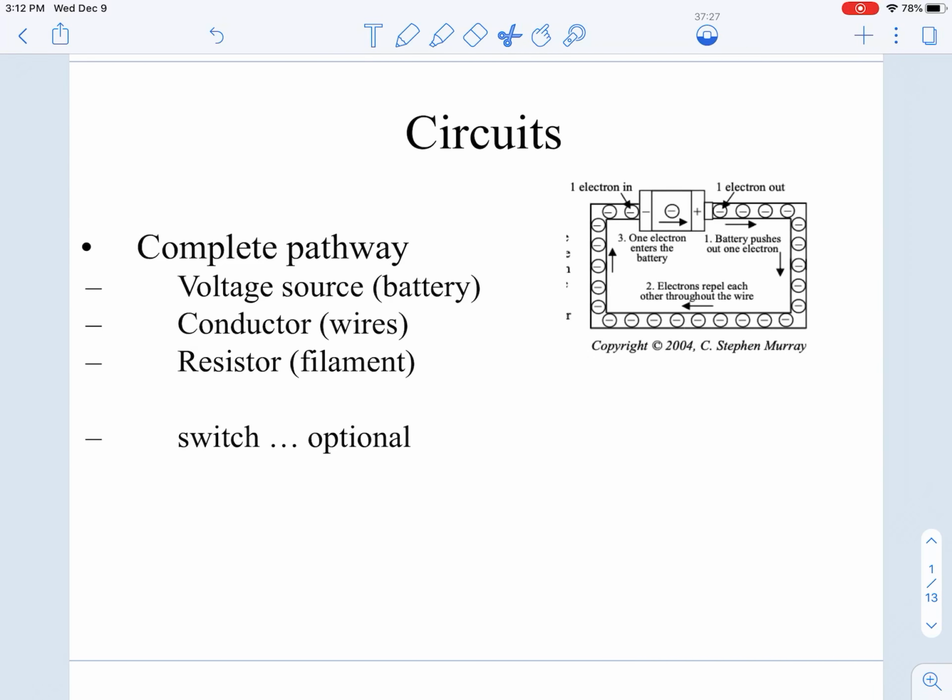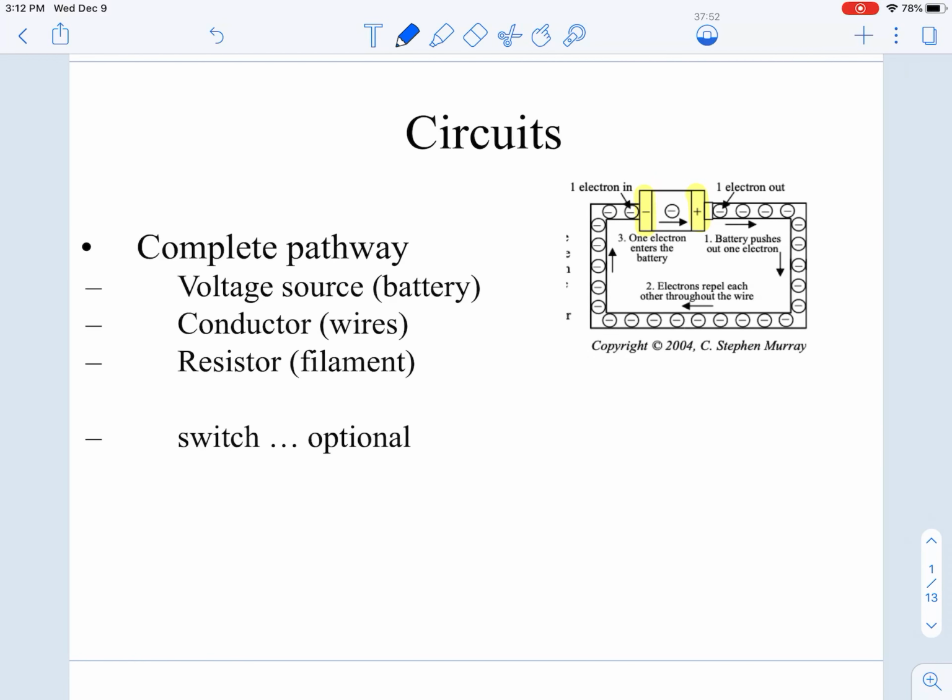So you can see that we have a battery. Our battery has a positive pole and a negative pole. So this is going to be what causes these electrons to move. You can read from the illustration that it says that we have one electron that's going to come out of the battery, and that one electron is going to cause all of those other electrons to move.